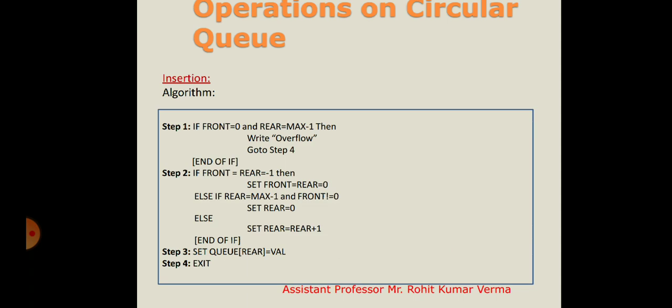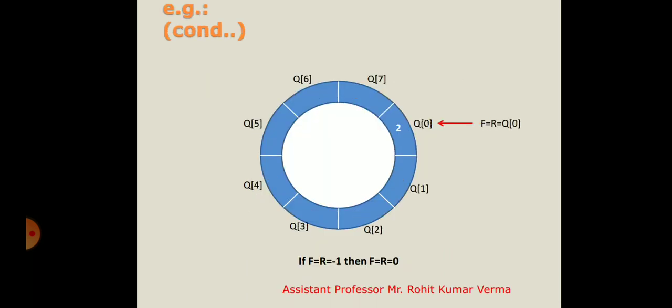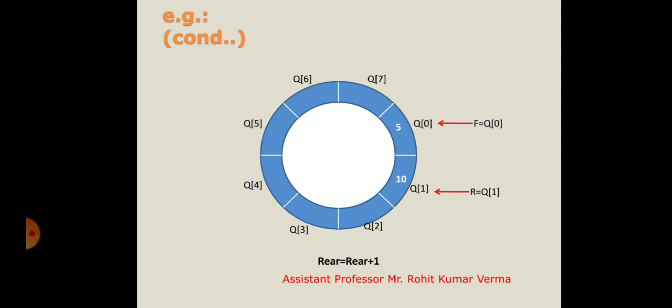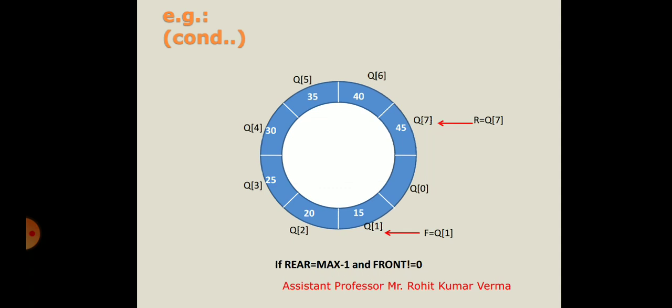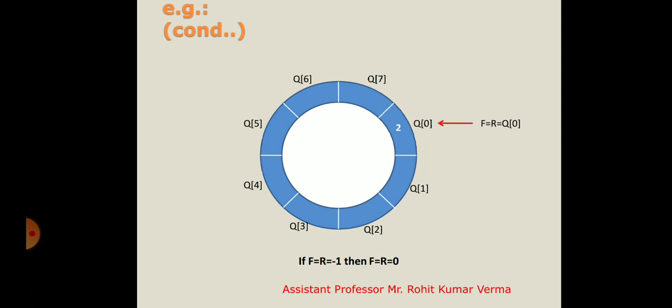Next thing, so dear students, there is another condition which is set rear is equal to rear plus 1. So in this image you can learn this concept. Again, why rear is equal to rear plus 1? Suppose this is our circular queue and initially our front and rear end is at 0th location. Here you can see initially our front and rear end is at 0th location.